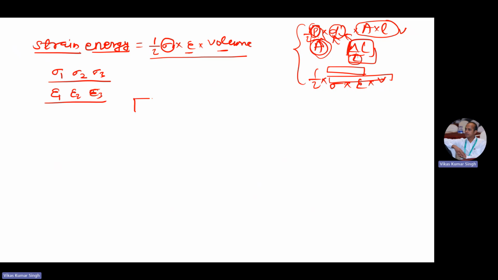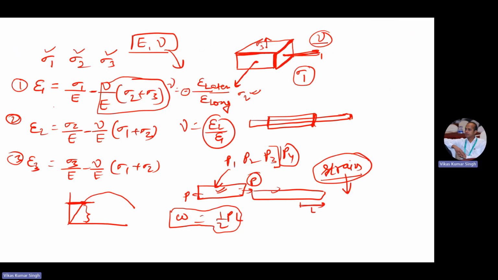Because if I am telling we have a block like this, so in all 3 directions we are putting a stress, 1, 2, 3. So this will induce stress in this direction also and this direction also. So a strain will come in this direction also. And in the previous slide we discussed this thing, epsilon 1, epsilon 2, epsilon 3.